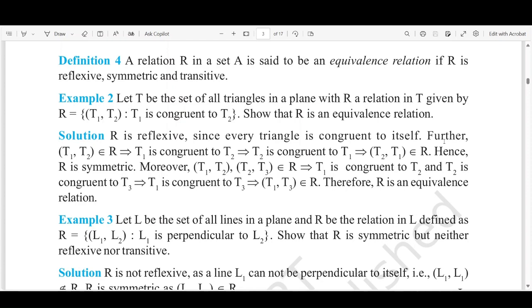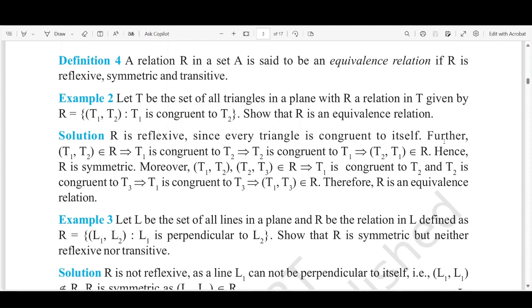Now we have to prove R is an equivalence relation, which means we have to prove R is reflexive, symmetric and transitive. Now, when can you say two triangles are congruent? If all the sides and angles are the same, then we call the two triangles congruent. In our case, if you take a triangle, it will be congruent to itself because the sides and angles will be equal to itself. Therefore, R is reflexive.